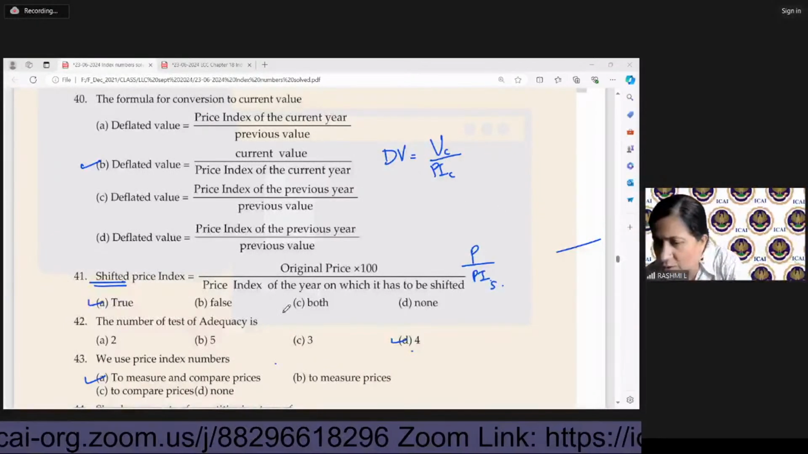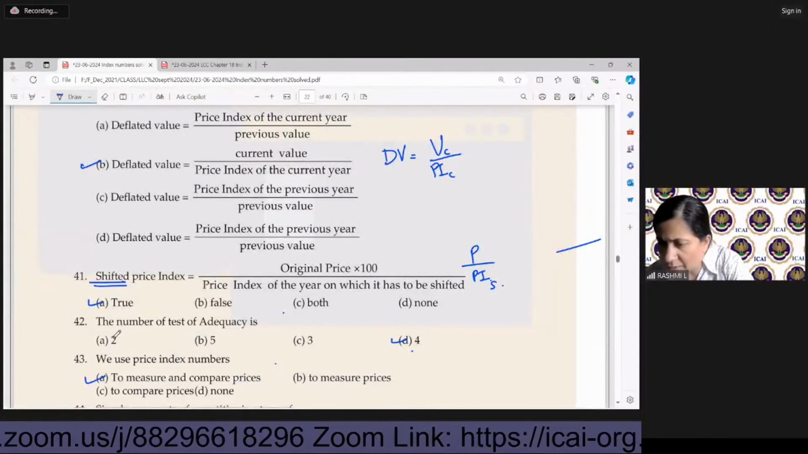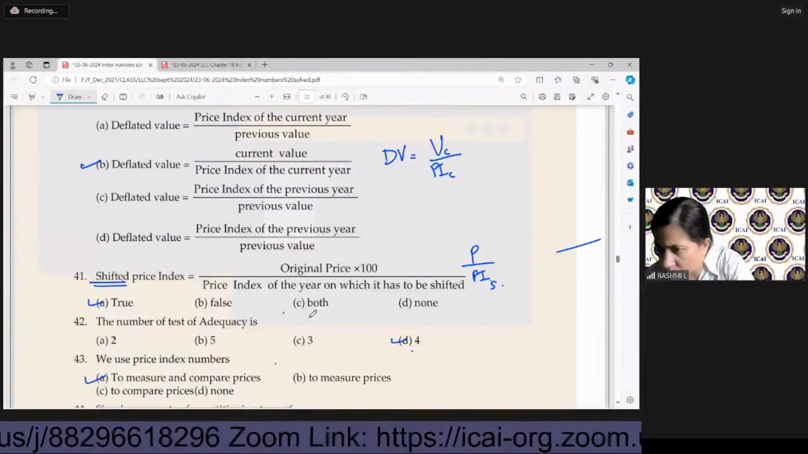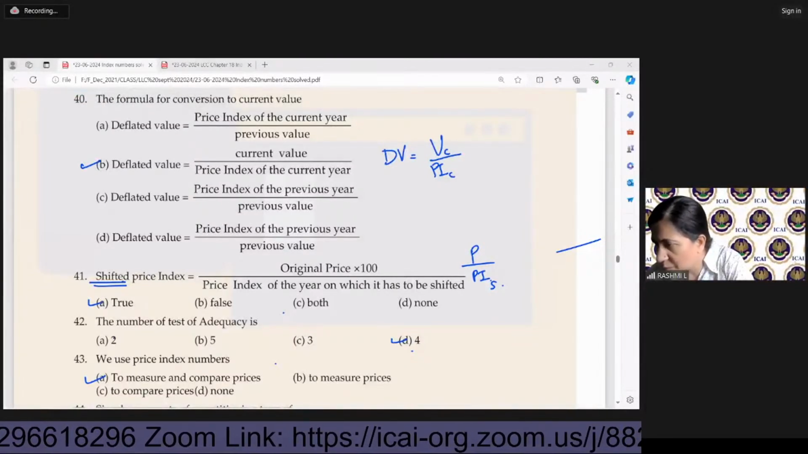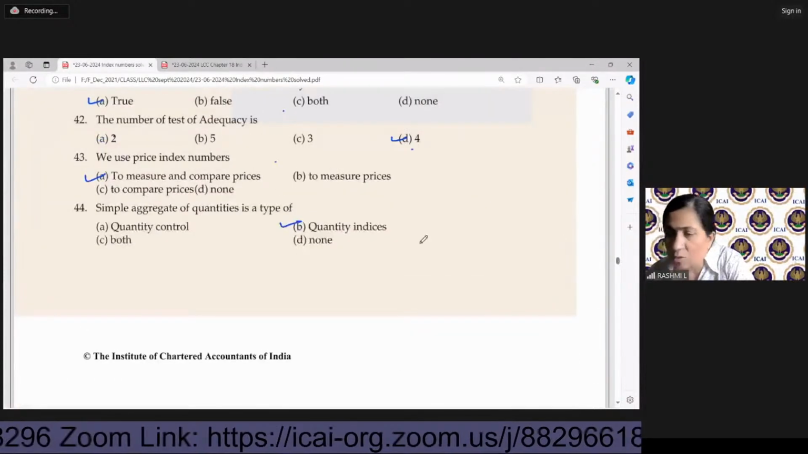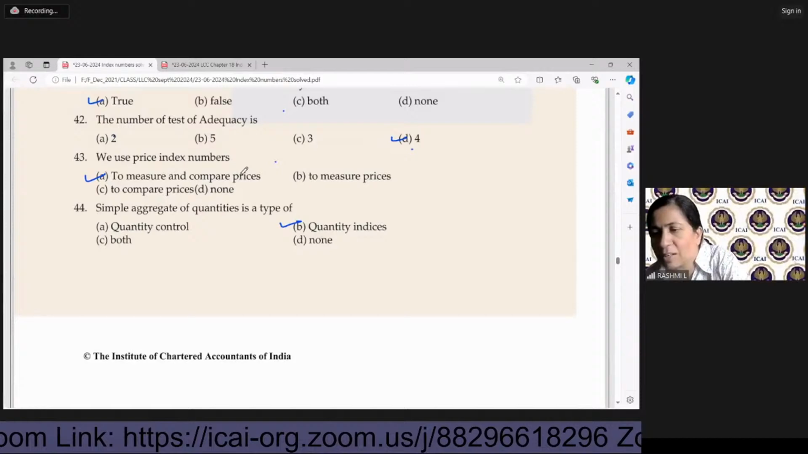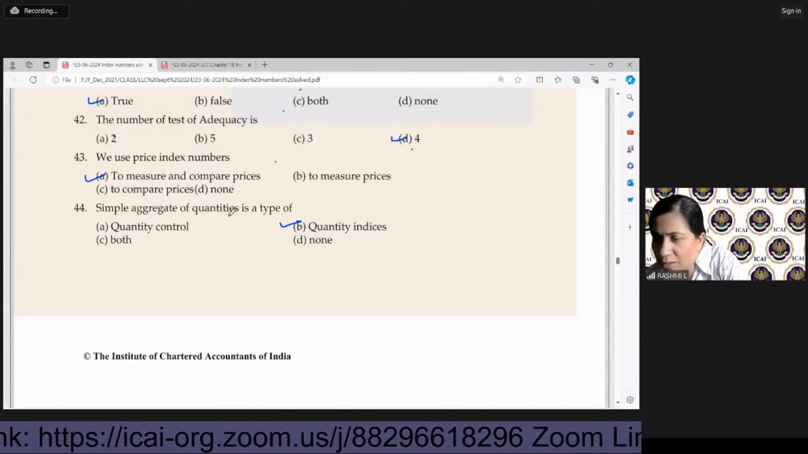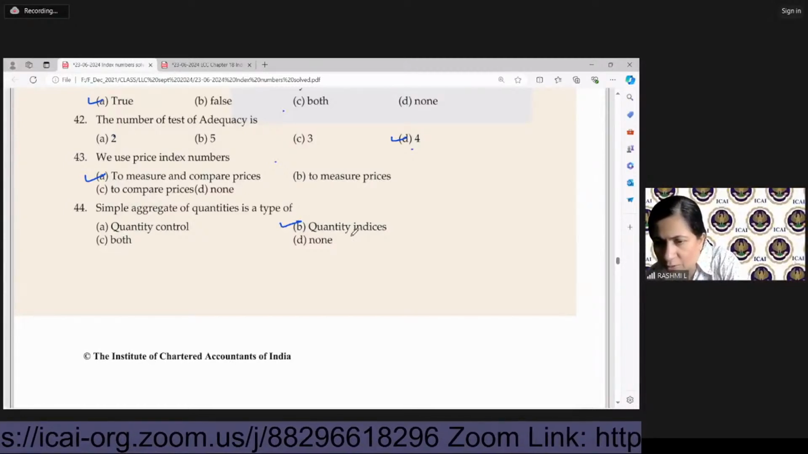Yes, very good. So we use price index numbers for what? Yes, very good, Anushka. So simple aggregate, we use price index numbers to measure and compare prices. Okay, and simple aggregate of quantities is a type of quantity index.